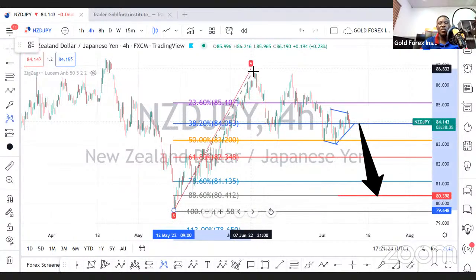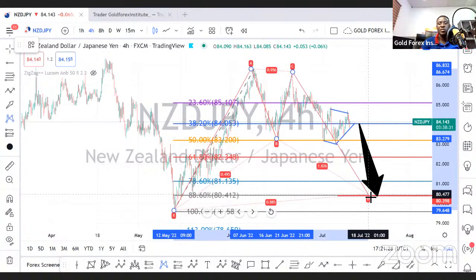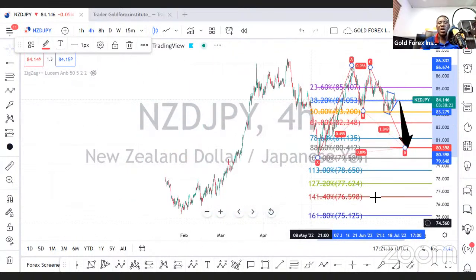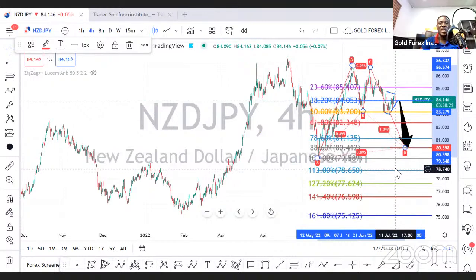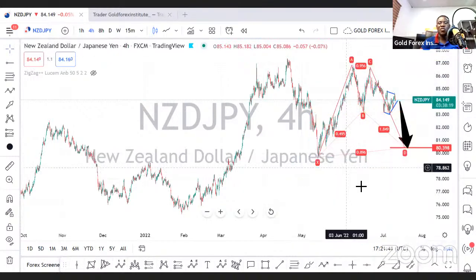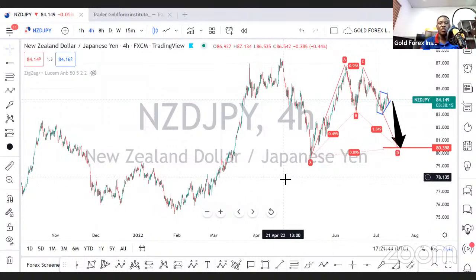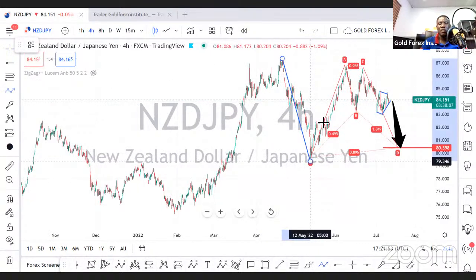So this is the goal for NZDJPY. After the Elliott wave correction, we are expecting the market to trend all the way to this level. Now, by the time it gets there, you see that it will form a complete flat correction, because this is an impulse leg, right? So it will form a complete flat correction. And this is the complete flat correction.